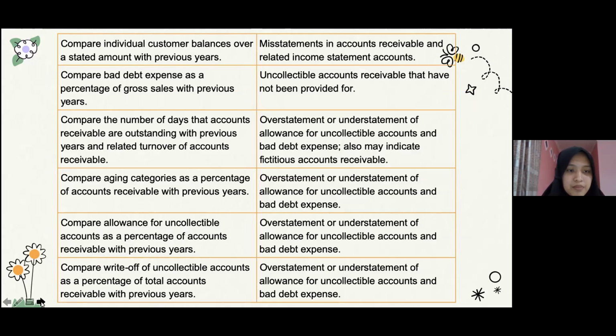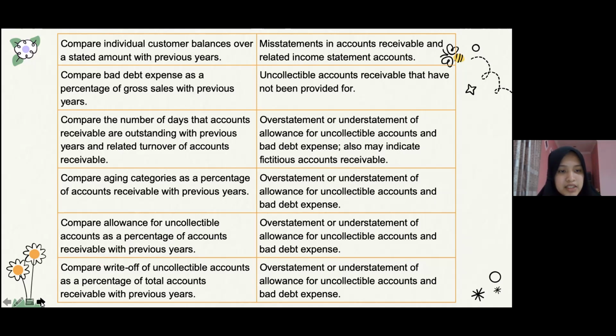And then compare the number of days that accounts receivable are outstanding with previous years, and related turnover of accounts receivable, with the possible misstatement being overstatement or understatement of allowance for uncollectible accounts and bad debt expense. It also may indicate fictitious accounts receivable.